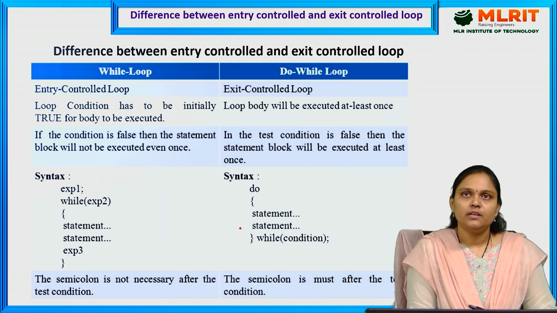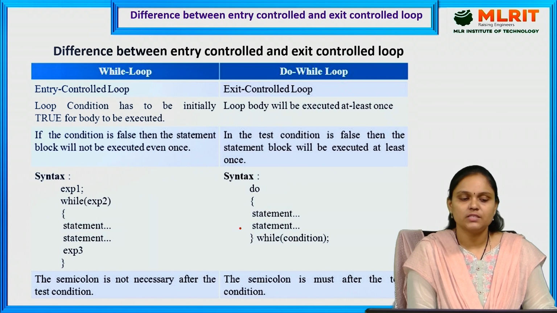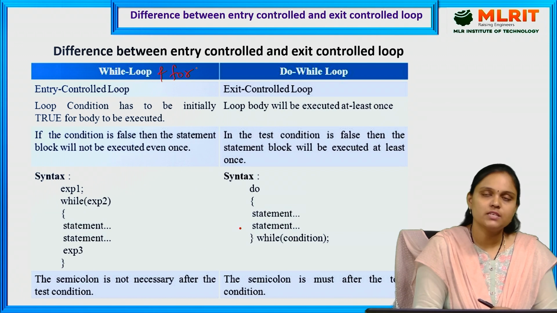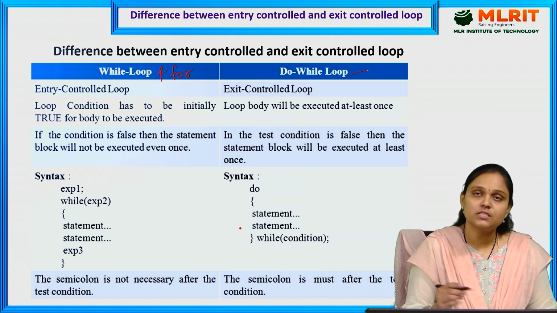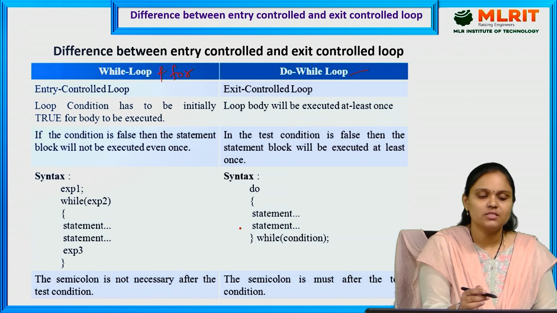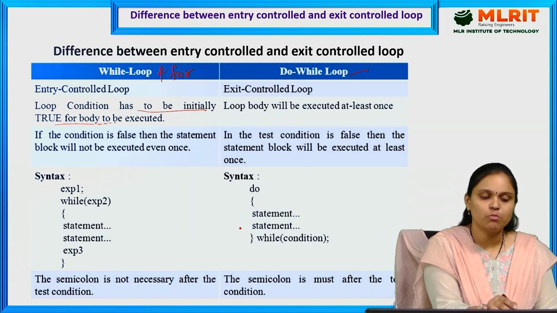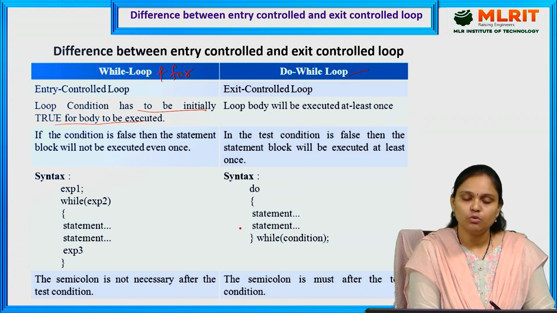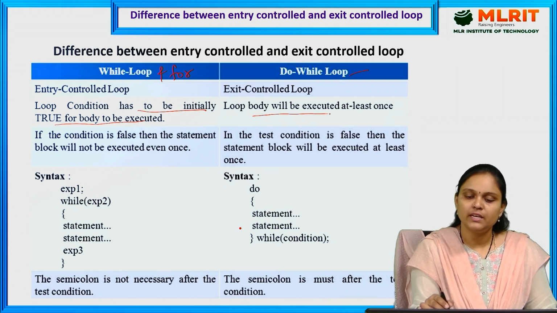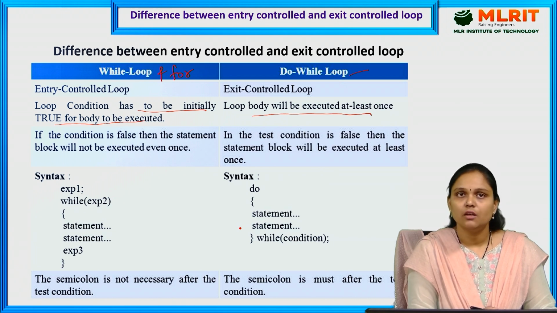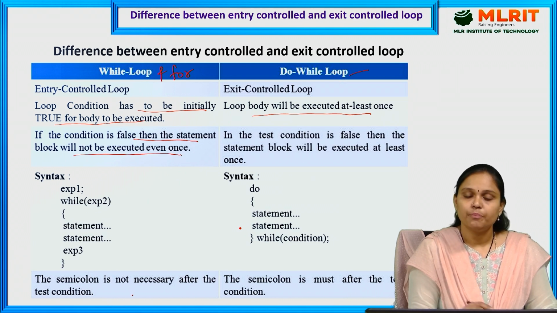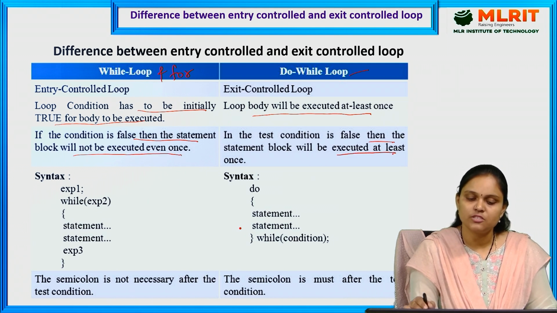Now the difference between entry controlled and exit controlled loops. Here while is called entry controlled and do while is called exit controlled. While and for are called entry controlled loops, and do while is called an exit controlled loop. The difference is that the loop condition has to be initially true for the body to be executed. If the condition is true, then only we enter into the body of the loop. But coming to do while, the loop body will get executed at least once even though the condition is false. So in while, if the condition is false, the statement block will not be executed even once, but in do while, if the condition is false, the statement block will still get executed at least once.